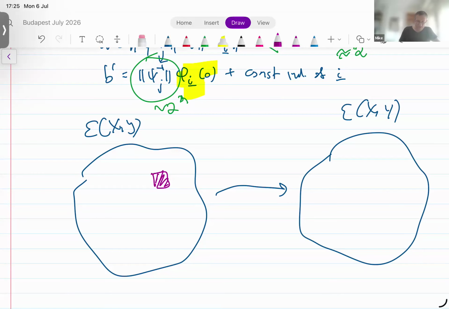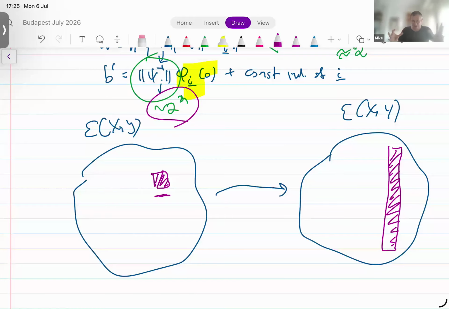What does it do, though? It doesn't change the width very much, because the width is the contraction ratio. But it does rescale the translation part by 2 to the n. So I'm going to get something that looks maybe like this. It's going to be tall and thin. Its height will be sort of macroscopic. The width is still going to be 2 to the minus n, like it was before.